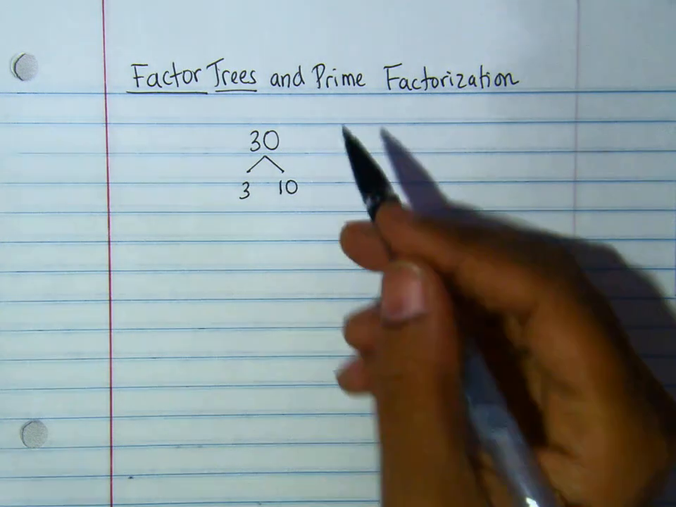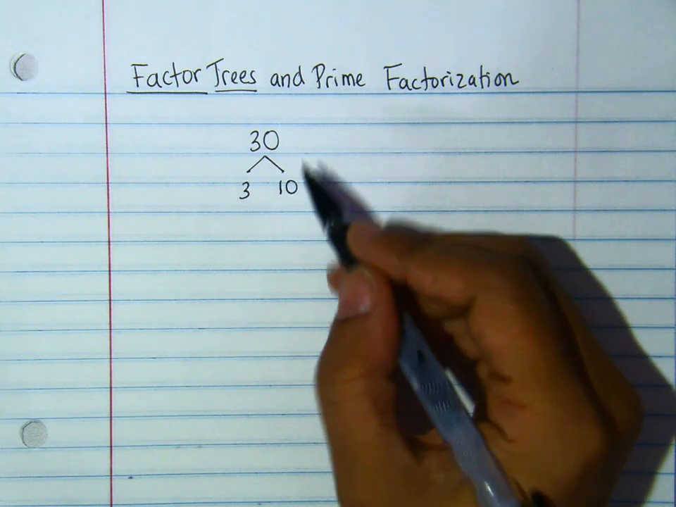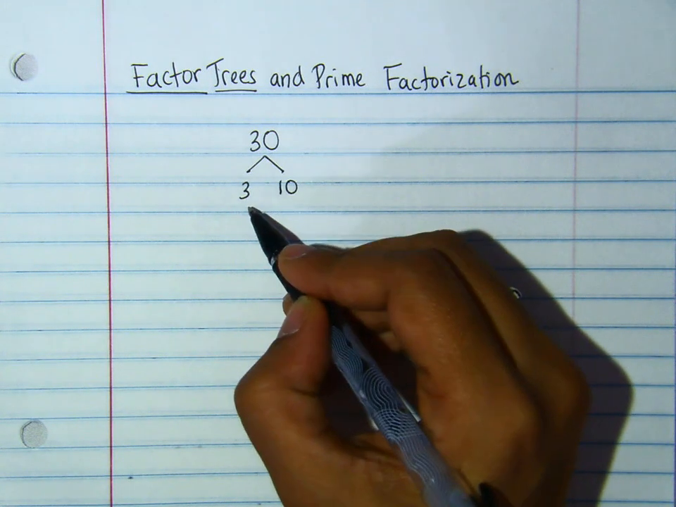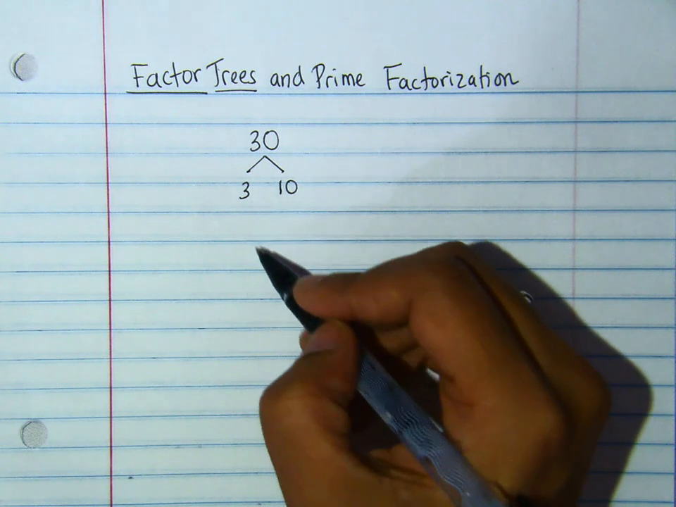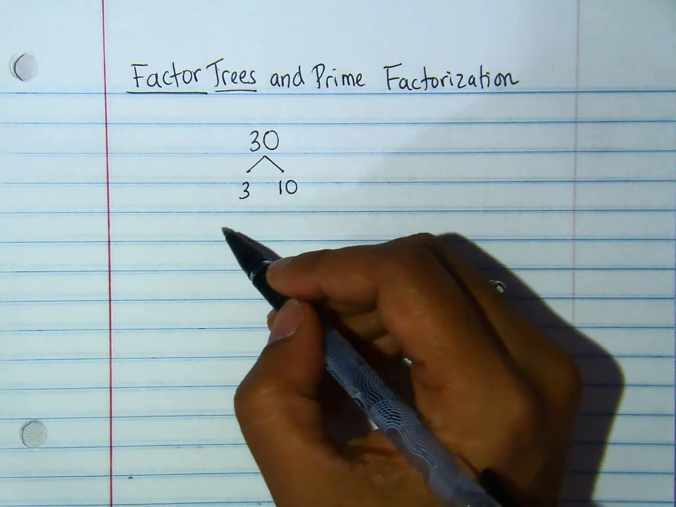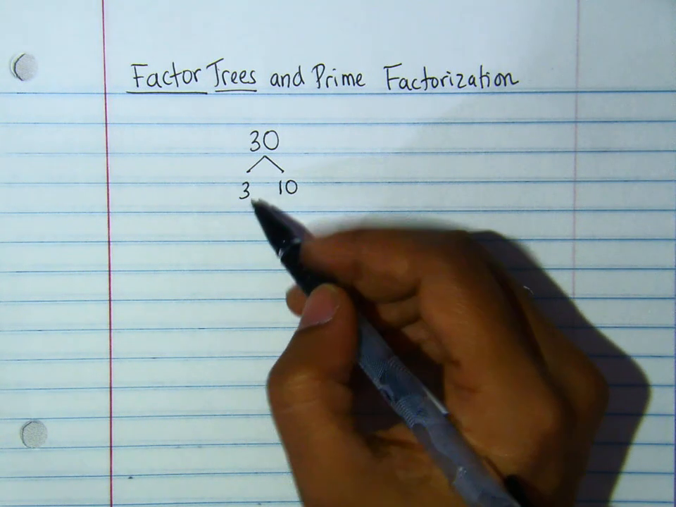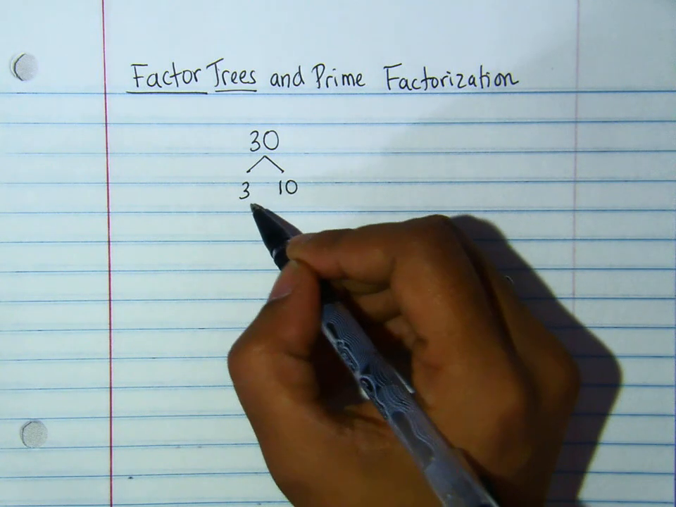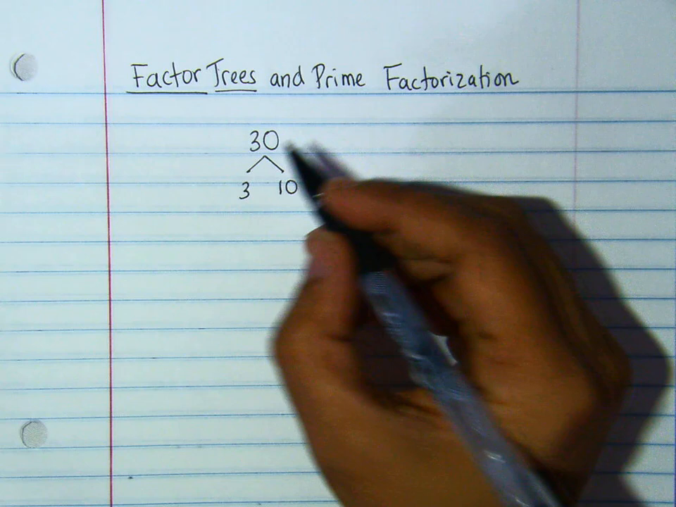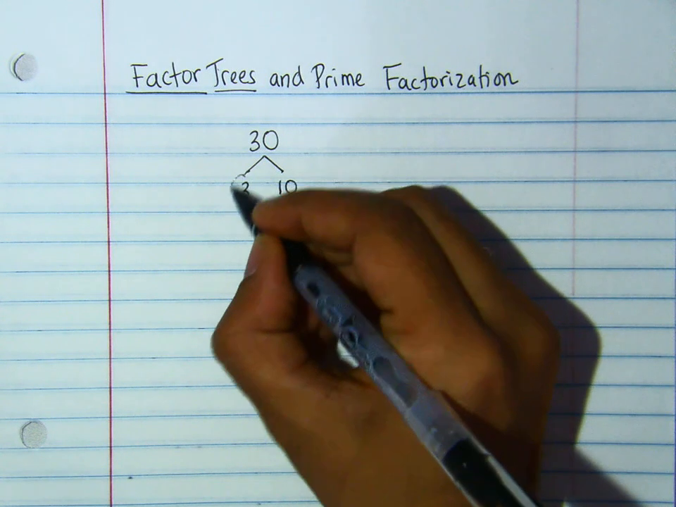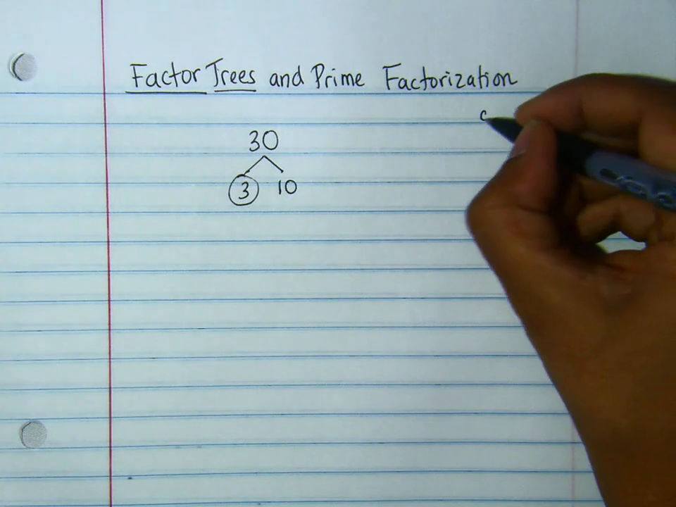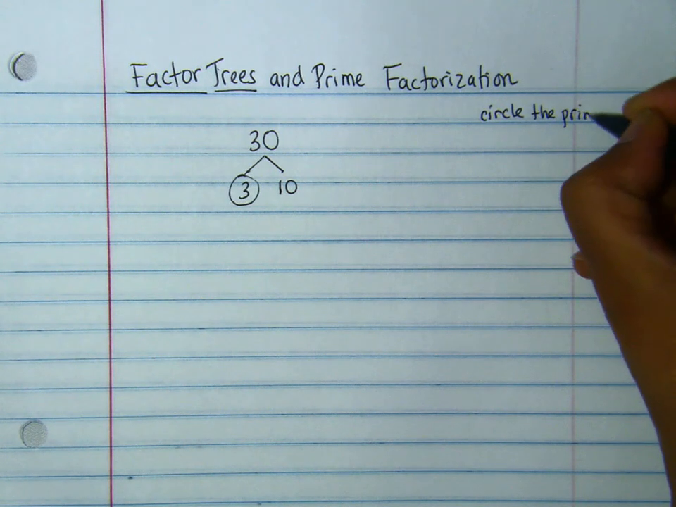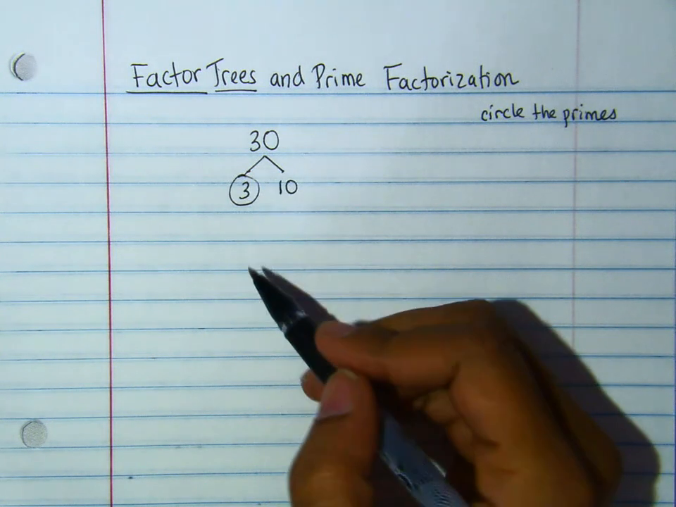And so if I do that, on each branch of my tree, I'm basically going to follow it down. And now I look at 3 and I say, okay, can I break 3 into anything smaller? Can anything times anything else give me 3? And the answer is 3 is prime, which means it's only 3 times 1 that would ever give me 3. And so if I get a prime number, I'm going to circle it. So we circle the primes. And that will be the end of that branch of the tree.